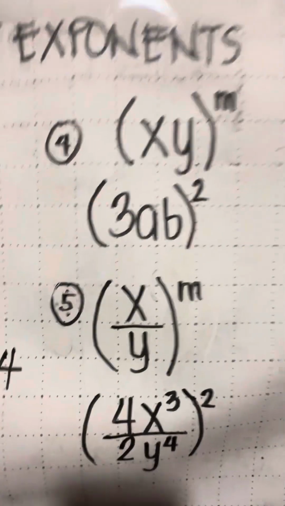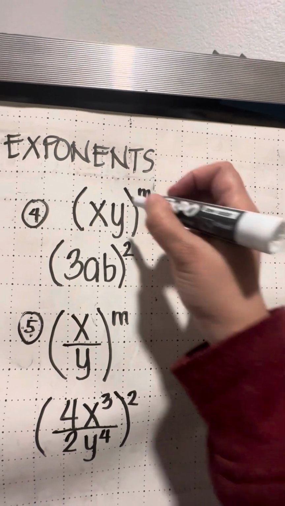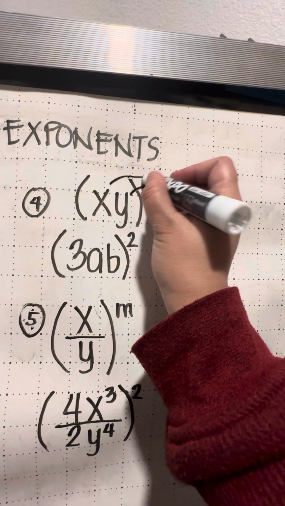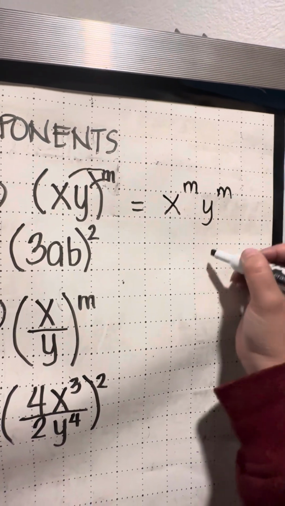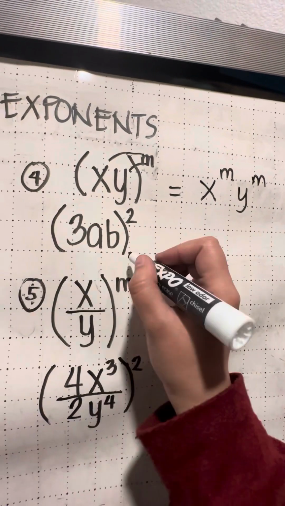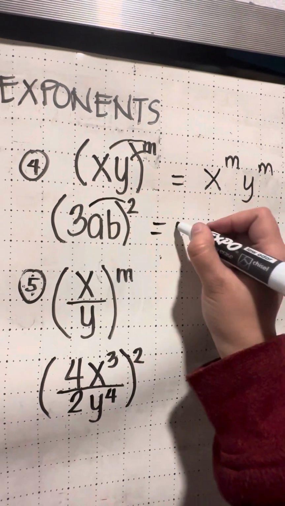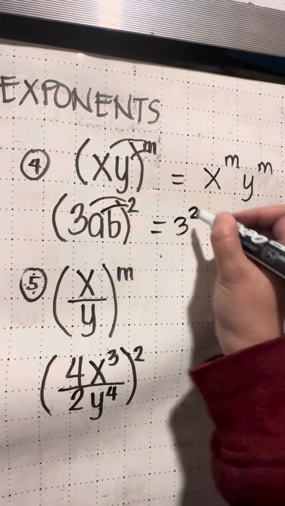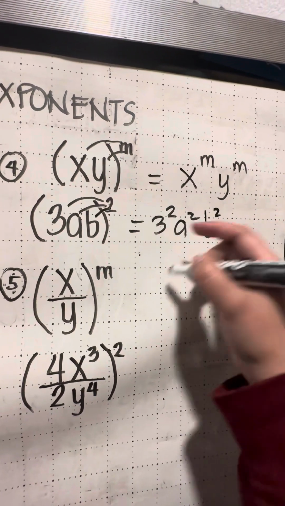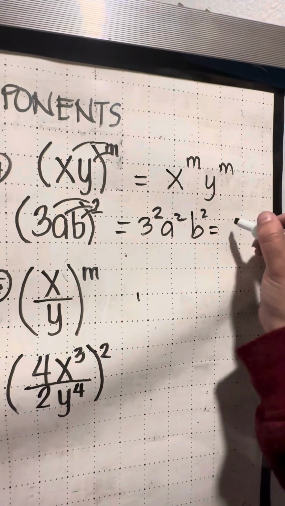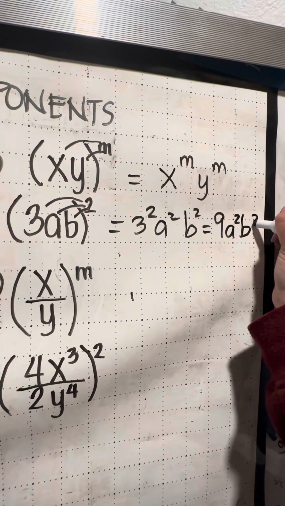And now let's move on to number 4. This is the power of a product property. So just distribute the exponent, okay? So this becomes x to the m power and y to the m power. And applying here in this example, that would be equal to 3 squared, and then a squared, and then b squared. And 3 squared is 3 times 3. So that is 9, and then a squared, and then b squared.